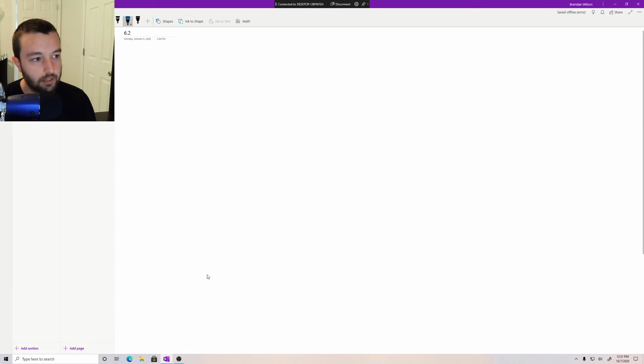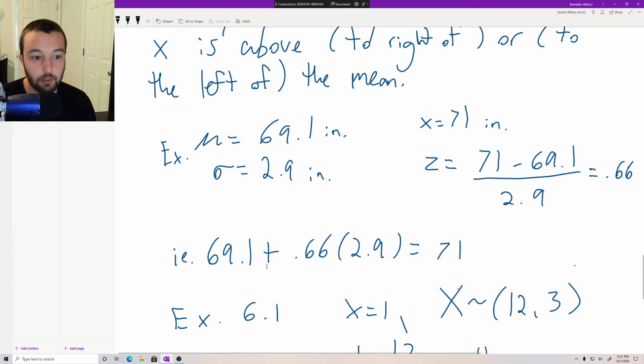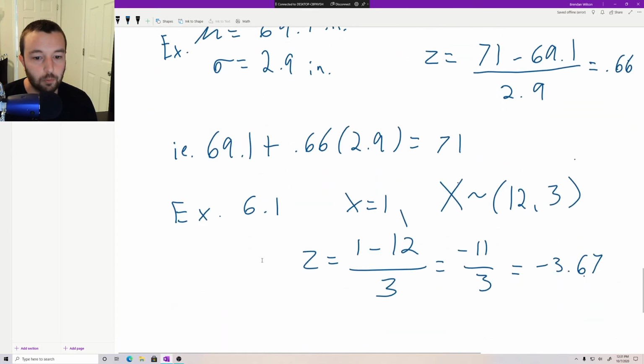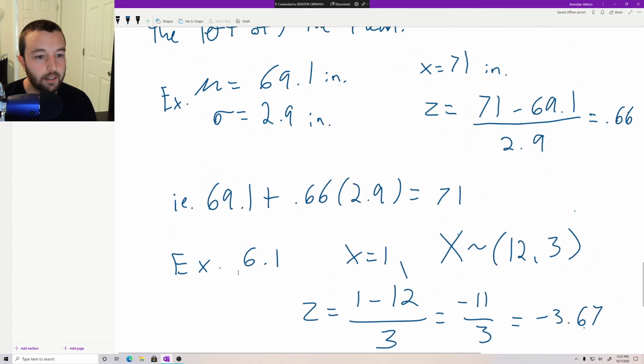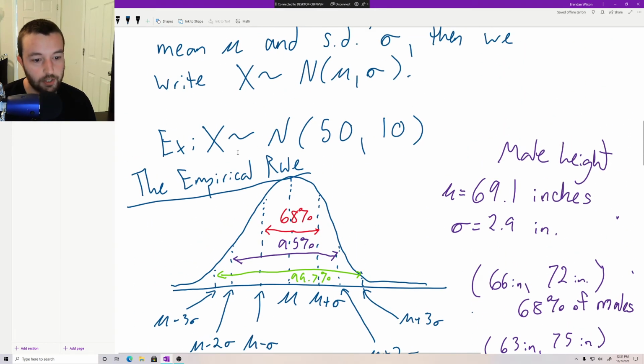Last time we started Chapter 6, we're pretty much done with Chapter 6. There's just a little bit more to talk about in 6.2. But just as a reminder of 6.1, we talked about the normal distribution, specifically the standard normal distribution, and what a z-score is. We also talked about the empirical rule.